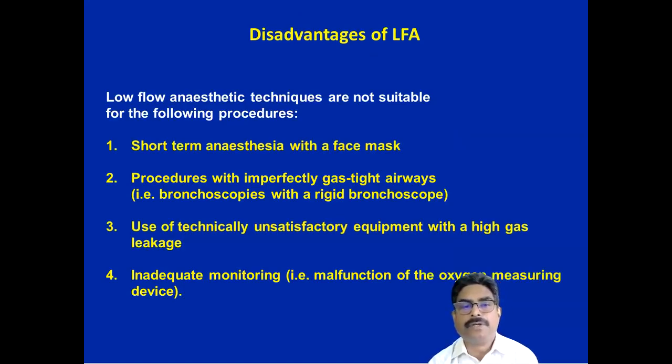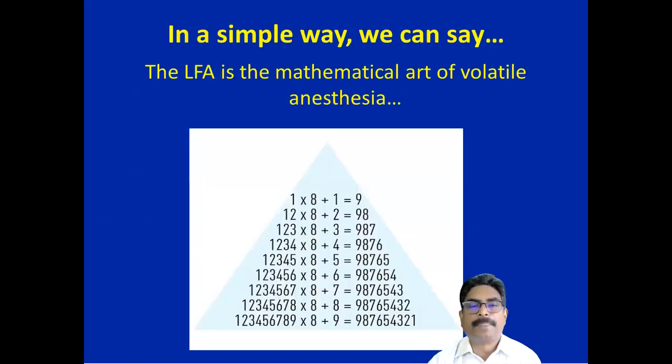So disadvantages of low flow anesthesia. These are the places where we cannot use low flow anesthesia. That is short term anesthesia. If you are giving anesthesia with face mask, or procedures like rigid bronchoscopy, where a gas tight airway is not possible, here you cannot give low flow anesthesia. And also if you have unsatisfactory equipment, inadequate monitors, or malfunction of the oxygen measuring devices, in those cases also you cannot give low flow anesthesia.